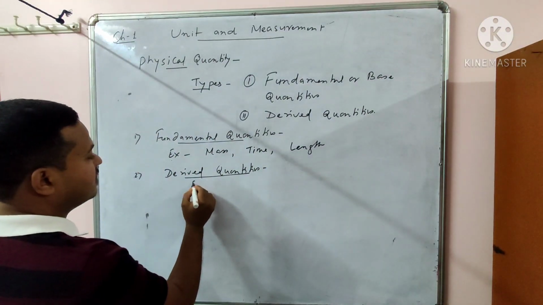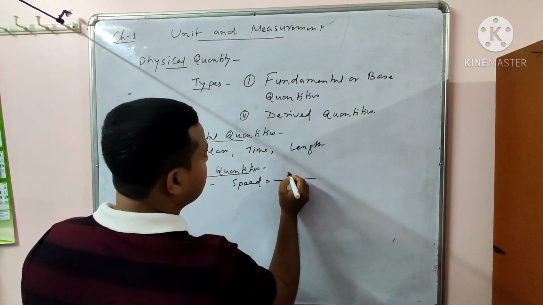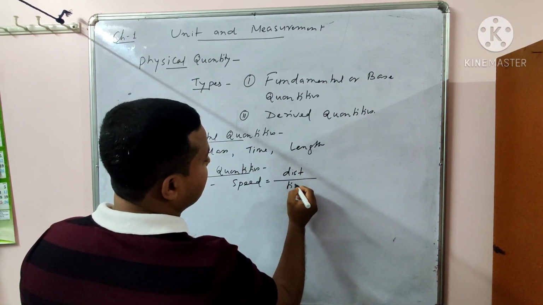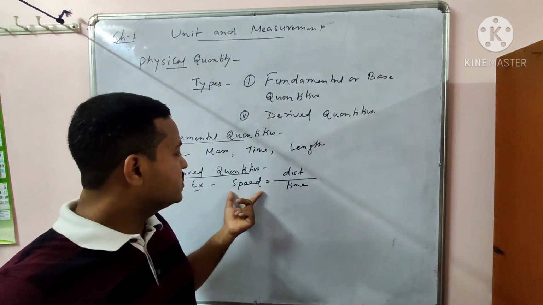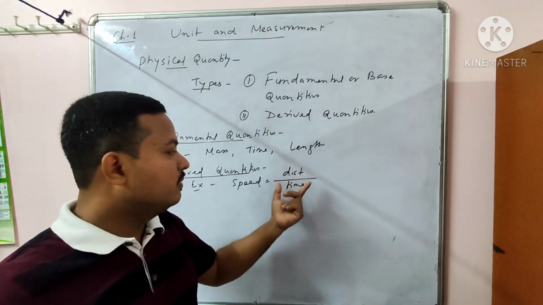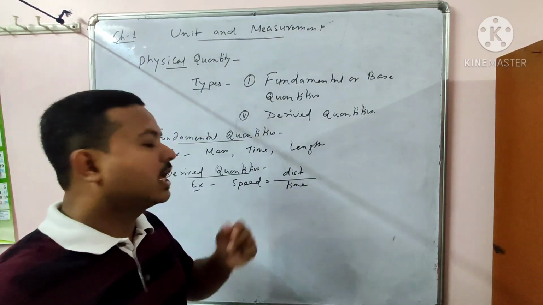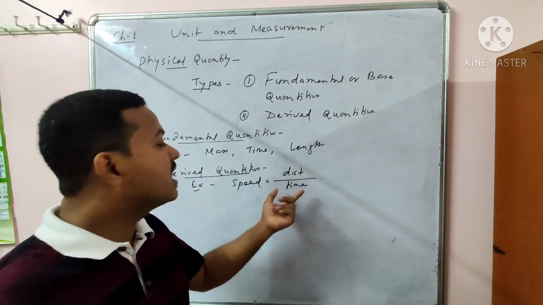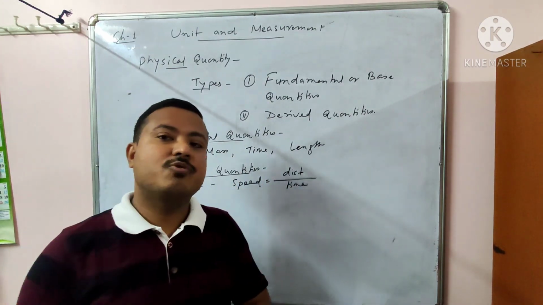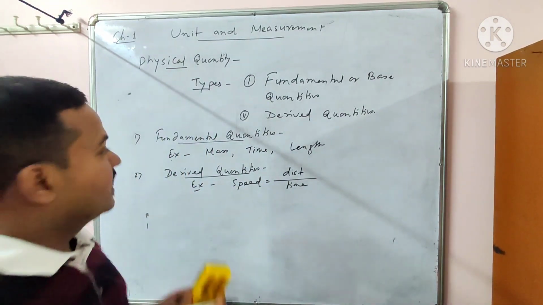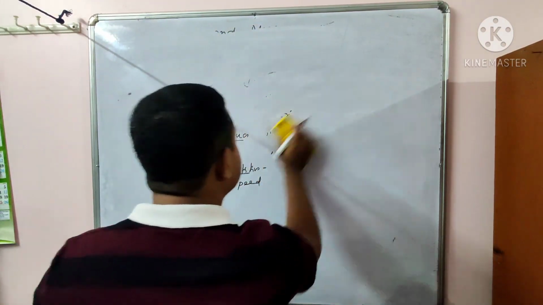You can take one example, say speed. Speed is given by distance by time. That means you cannot measure speed independently. In order to measure speed, you have to measure distance, then you have to measure time, then by dividing distance and time you will get speed. So speed cannot be measured independently. It is derived by dividing these two fundamental quantities. That's why it is called a derived quantity. I think it is clear about the fundamental and the derived quantities.